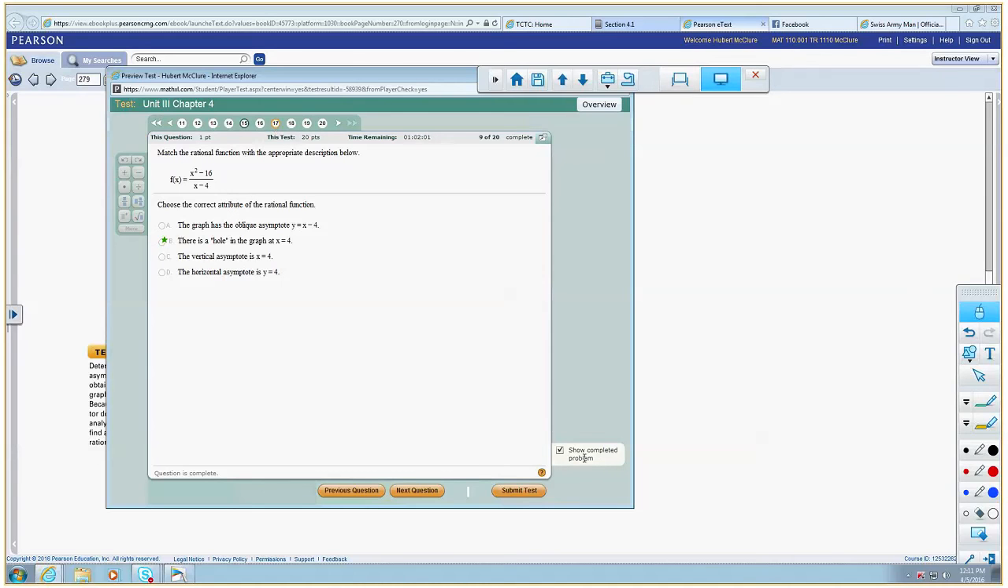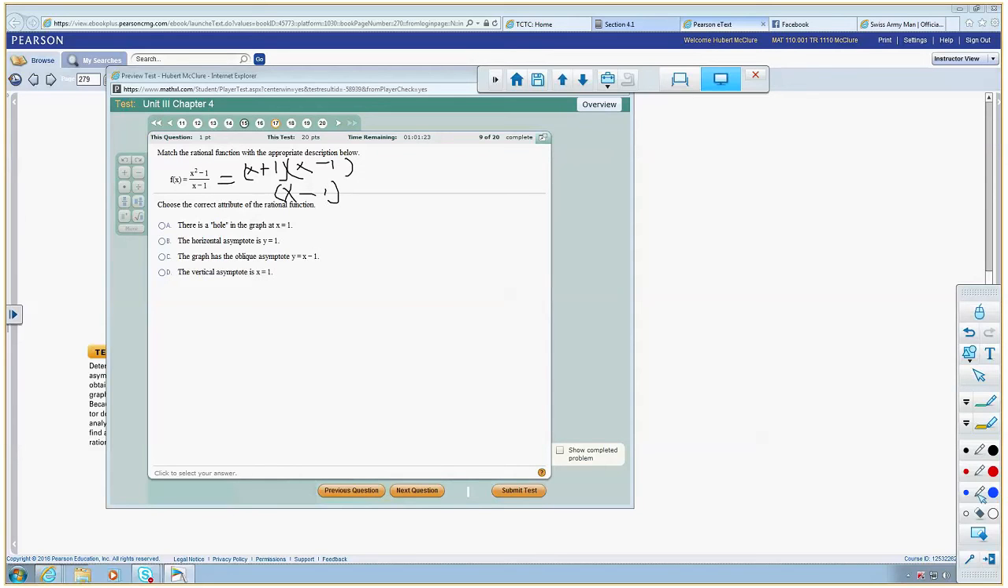All right, here's one. Match the rational function with the appropriate description. We've got a vertical asymptote at negative and positive 1. You can factor this one. Can you factor the top? Good. x plus 1, x minus 1, over what? And what happens to the x minus 1s?